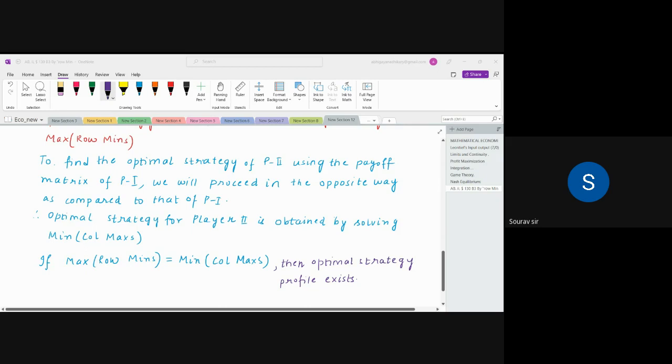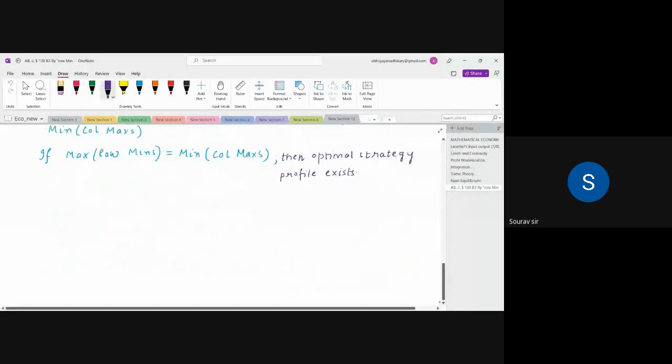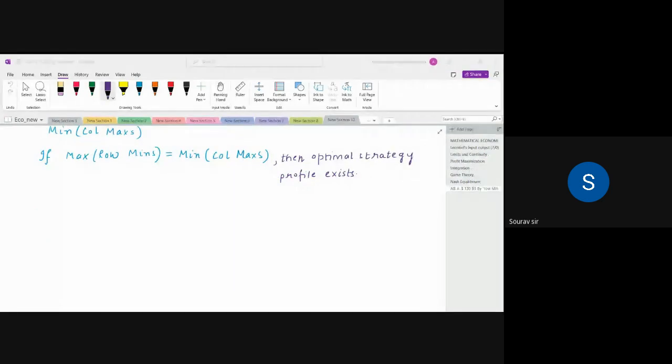So now let us move on to the next part, which is the principle of dominance. So basically, we are going through two methods. The first one is the Nash equilibrium for obtaining the optimal set of strategies. The second method is this min max max min thing, which is applicable for zero sum games. And then the final thing that we have in our syllabus is the principle of dominance.